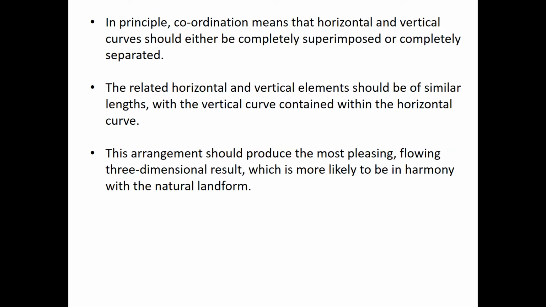For example, the stopping sight distance and the design speed of the two should be quite similar. Okay, and then usually the vertical alignment should be contained within the horizontal alignment. This arrangement should produce the most pleasing flowing three-dimensional result, which is more likely to be in harmony with the natural landform. So if you can blend the road into the environment, that would be a great thing.